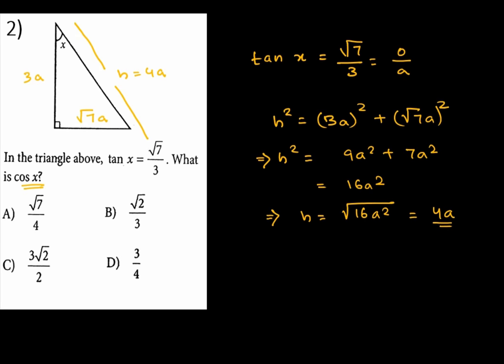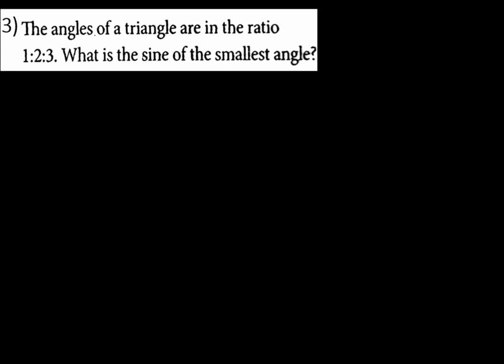They're asking you cos of x, so it will be adjacent over hypotenuse. So cos of x is 3a over 4a. The common factor gets cancelled and you're left with 3 over 4. So in the options you see option D gives you 3 over 4. So this is the correct answer. Let's move to a different type of question now.